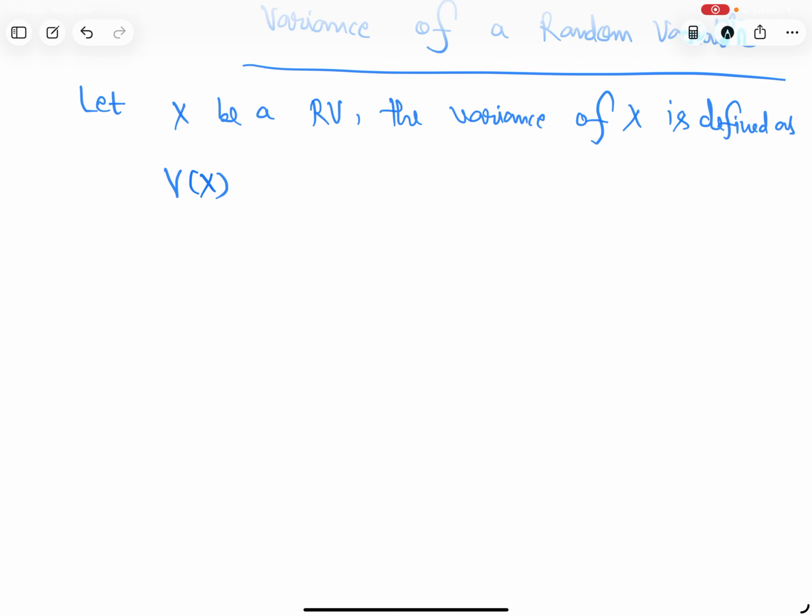Variance of x is defined this way. This is the square of this. We denote it by this symbol. This variance is equal to sigma x square. Okay. Expectation of x minus ex. So we are taking the expectation of the square of x minus ex, okay?